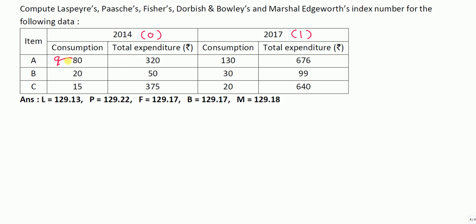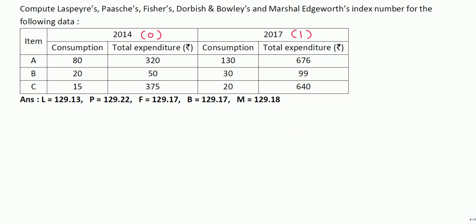In the previous sum, price per unit and total expenditure were given. So consumption is taken as Q, Q1 and Q0. But here we have to find P0 and P1. See how to find P0. You are paying 320 rupees for 80 items. So what is the rate of 1 unit? The 0 cancels out, it is 4 rupees. So P0 is 4 rupees.